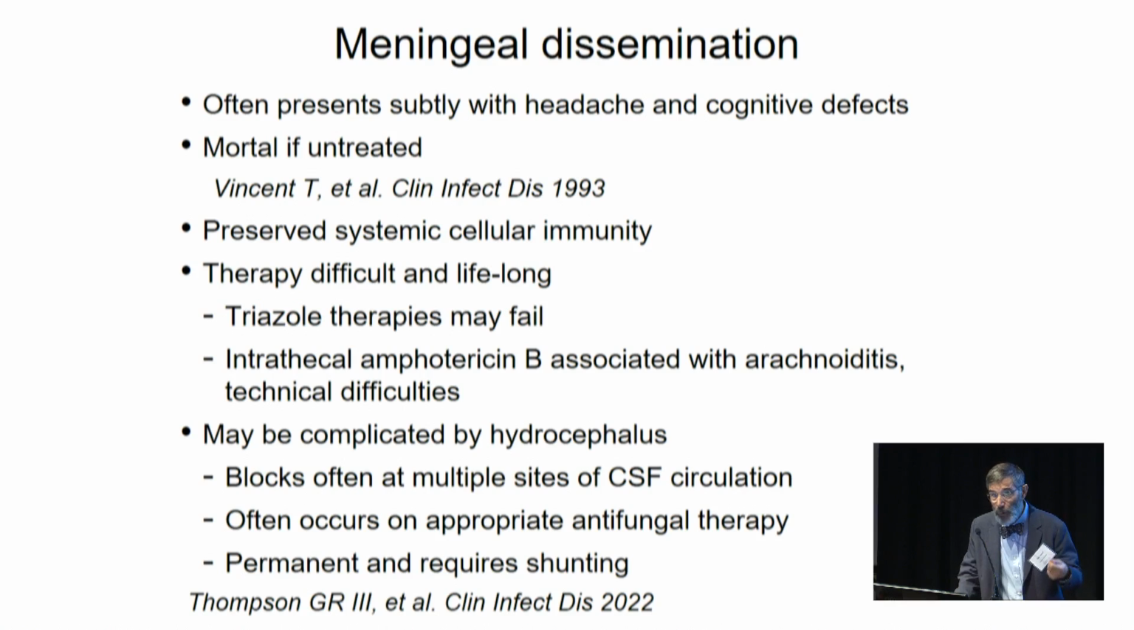And triazoles, which we use now, sometimes fail. Intrathecal amphotericin is a very difficult modality. And on top of that, we may successfully treat the patient and they still may develop hydrocephalus. And in coccidioidomycosis, in general, if you develop hydrocephalus, you are going to require a mechanical shunt. And again, neurosurgical procedures, follow-up, shunt dysfunction.